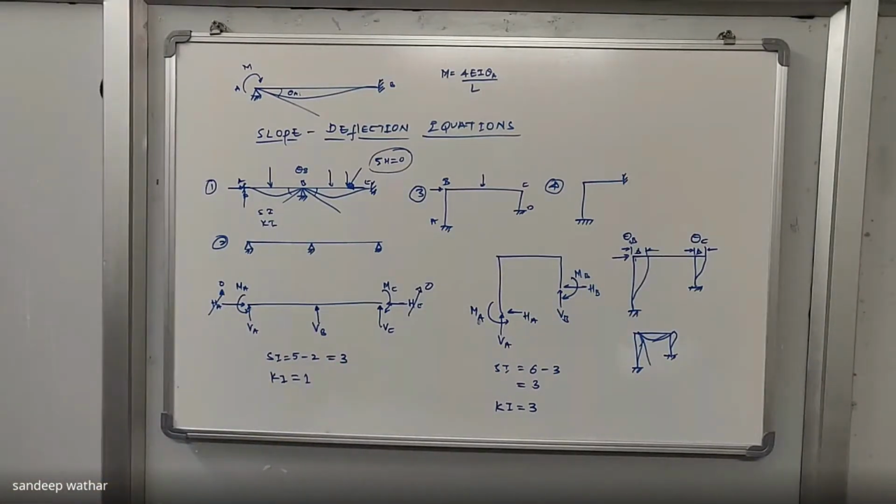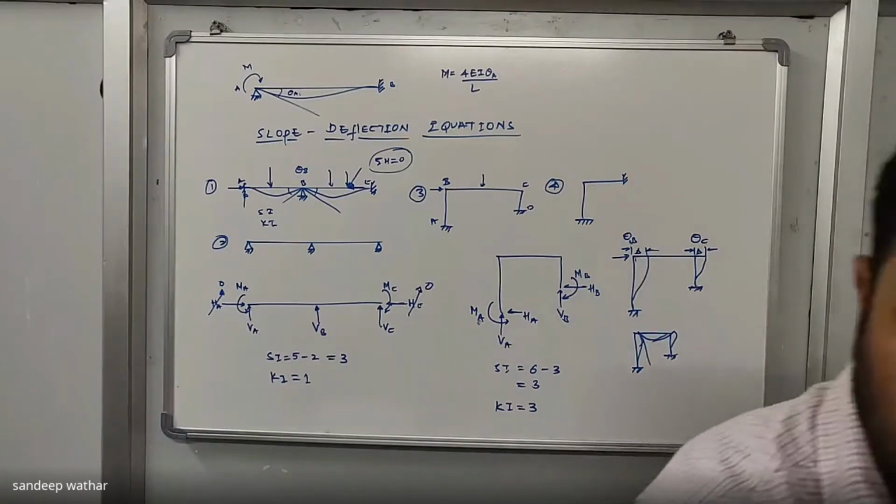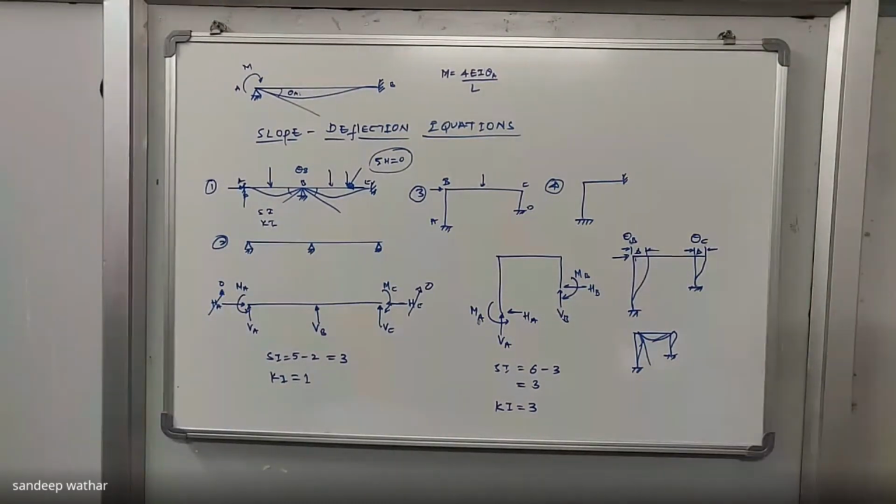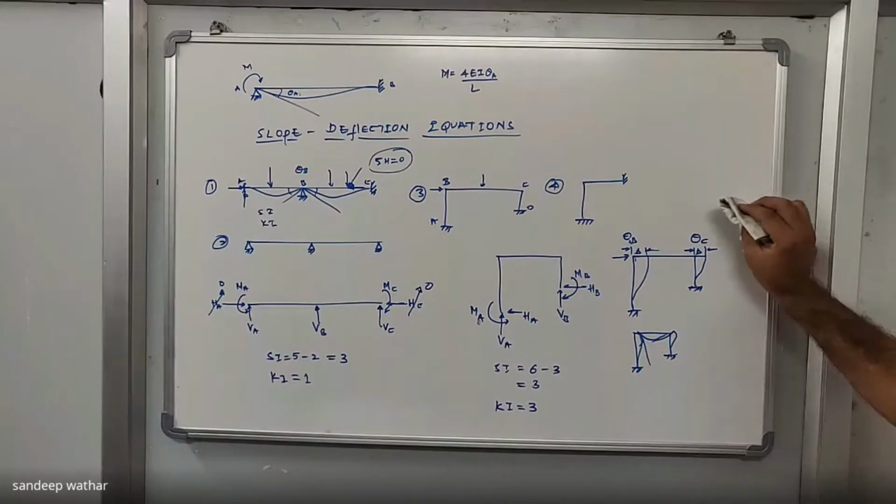Done. Okay, I'll try to explain one more time the kinematic indeterminacy for the third structure. What you need to do is try to physically understand what kind of translation and slope will take place. You can do this experiment also.